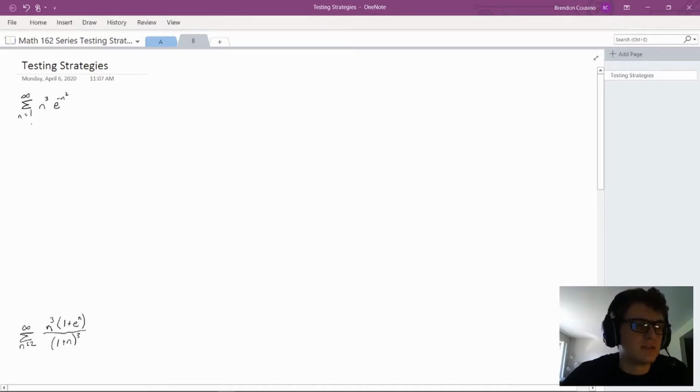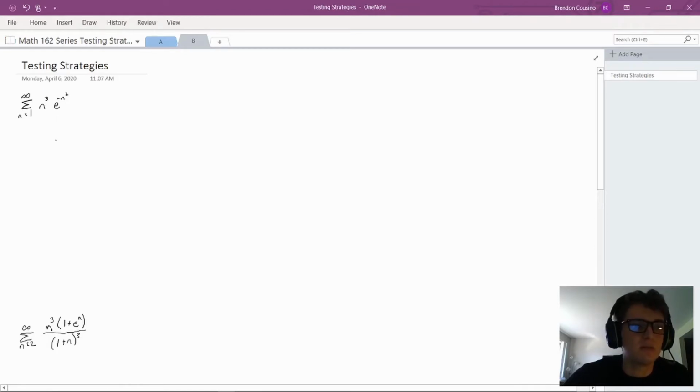So we're going to start with the sum from n equals 1 to infinity of n cubed e to the negative n squared. As always, the first thing I like to do is quickly glance at this. What's going to happen as this approaches infinity? On this one, it's actually kind of hard to tell, because we have this e to the negative n squared term, which is going to go to 0, and then this n cubed is going to go to infinity.